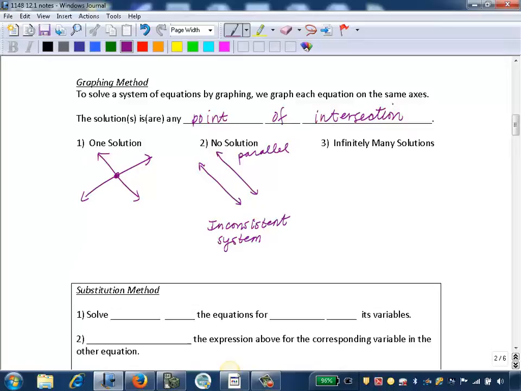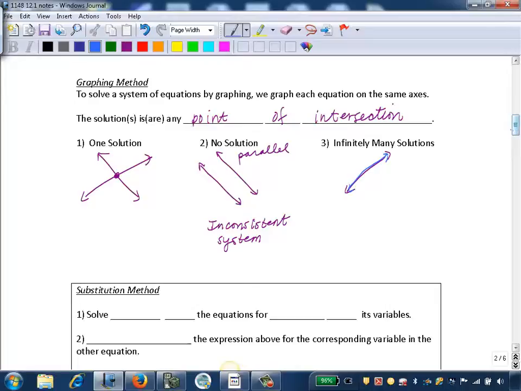The third option is if we have two lines that actually coincide. So I could have a line right on top of another line. So it's the same line. So in that case, there's infinitely many solutions because those two lines coincide. They intersect everywhere. So in that case, we would have infinitely many solutions.